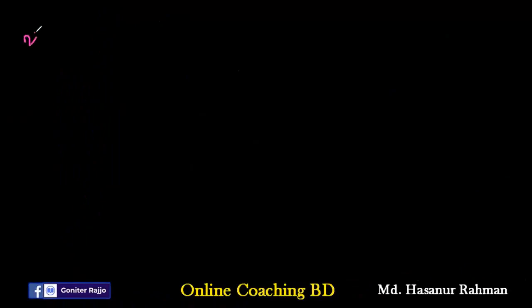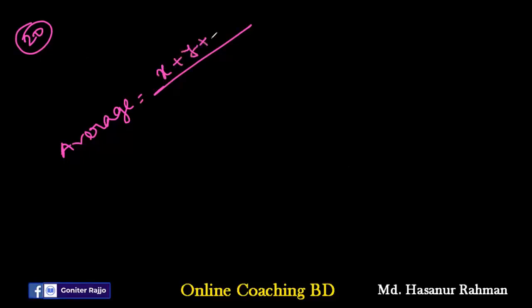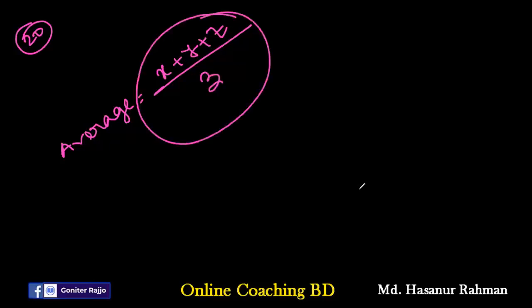Now our last problem, number 20. The ages of Bill, Tom, and Susan are X years, Y years, and Z years. Write down an expression for the average age. So how can we find out the average? This is very simple. Average means we have to add their ages. So what is the addition of the ages of Bill, Tom, and Susan? That is X plus Y plus Z. We have to divide this by 3. And that is the required solution.